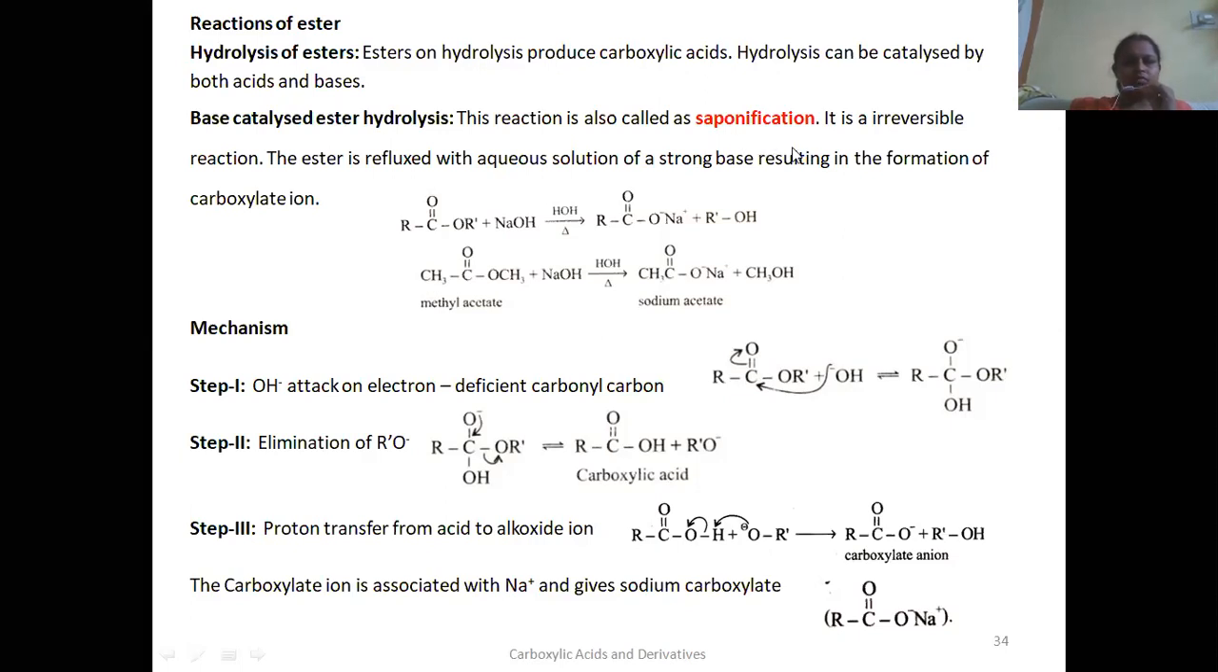Saponification. When the hydrolysis of ester is done in the presence of base, base means what? NaOH, any base, in the presence of hydroxide ions, or in the presence of a base as a catalyst, then that reaction is known as what? Saponification. Now you have to remember one more thing, it is an irreversible reaction. Irreversible reaction. In this reaction, we will get a sodium carboxylate ion.